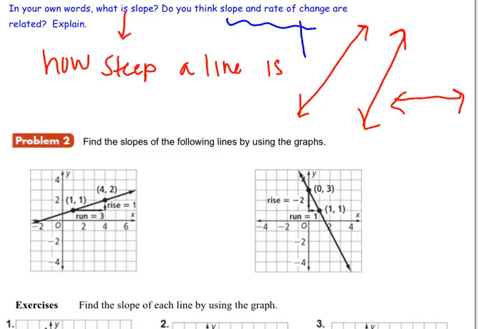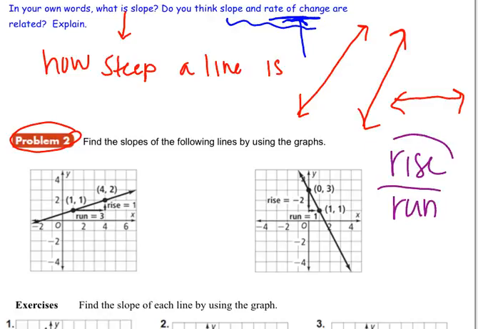Typically, we refer to rate of change in real life examples, and slope would be just more kind of practice problems like on a graph. Okay, so if it says find the slope on problem 2 here, folks, of the following lines by using the graphs. So hopefully, if you've learned about slope before, your big thing you're thinking right now is rise over run, right? That's what slope is.